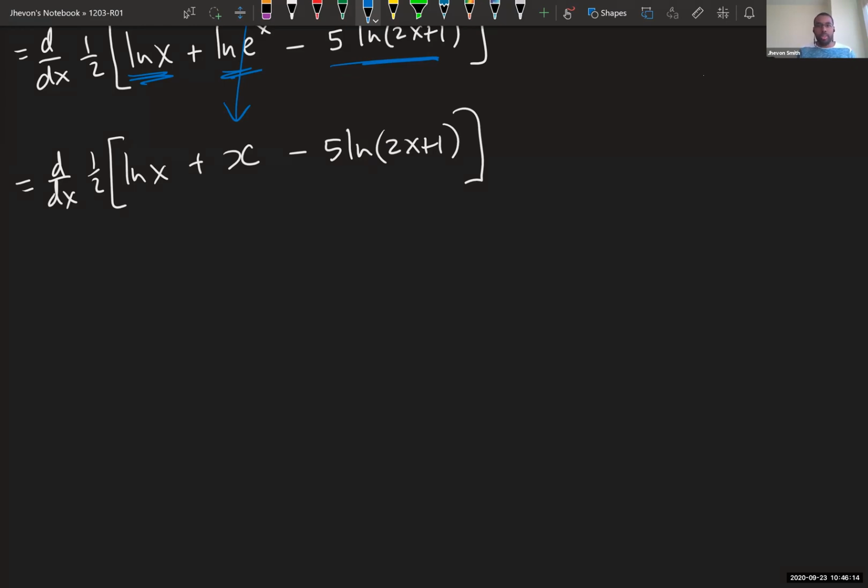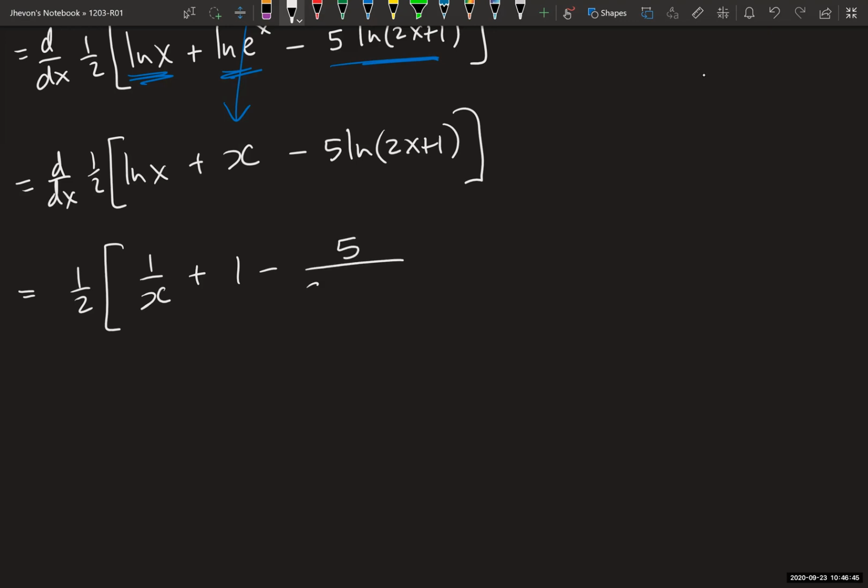Now, individually, you can find the derivative of these guys pretty easily. I'm still in blue. What is the derivative of ln x? 1 over x. Derivative of x? 1. What's the derivative of this one? 5 times ln of blah, blah, blah. 5 over 2x plus 1.